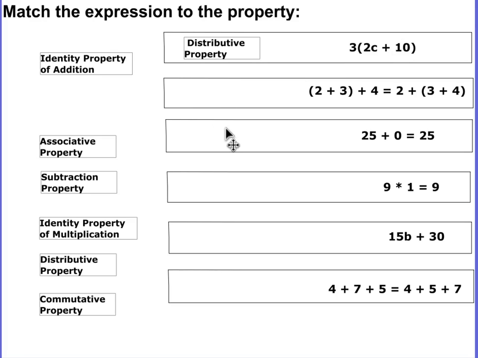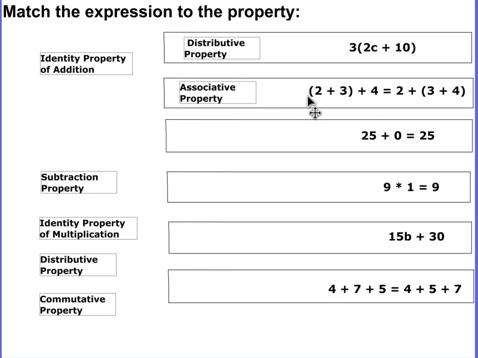So now I'm going down to the second property. And the first thing I notice is that my numbers stay the same and in exactly the same place. The numbers do not move. The parentheses are how I group the numbers that move. So here I've got 2 plus 3 grouped. Here I have 3 plus 4 grouped. And that is the associative property.